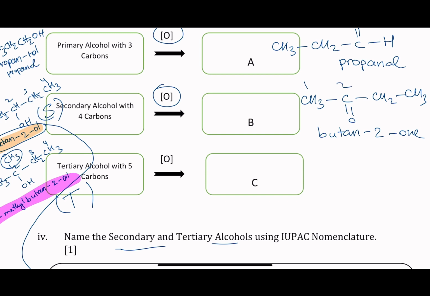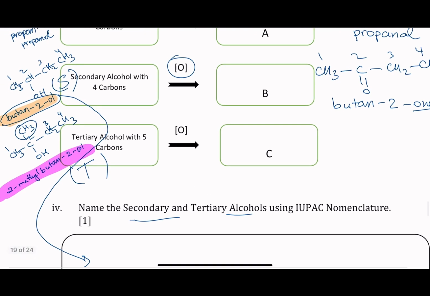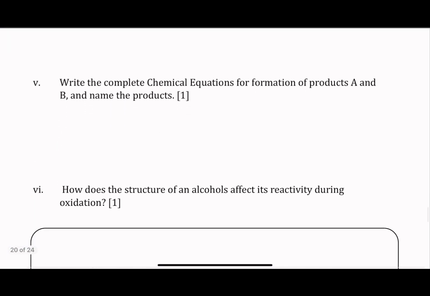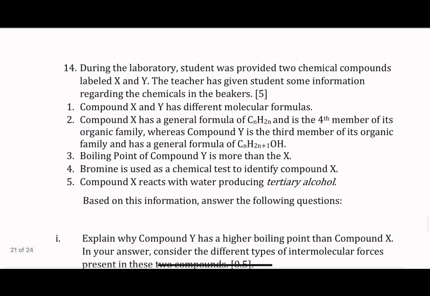Once you number it, you would see why I have written it like this. Because it is a ketone, the ending would be -one. And then for C, you know that there would be no reaction, the same thing with the A version. How does the structure of alcohols affect its reactivity during oxidation? I have written it above. It's the same thing for this version too.